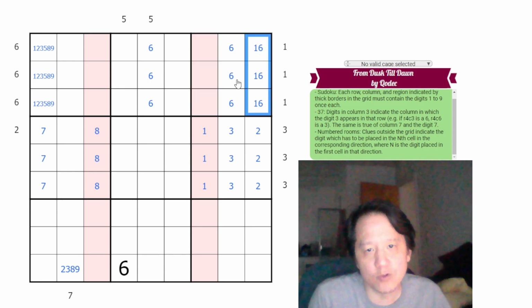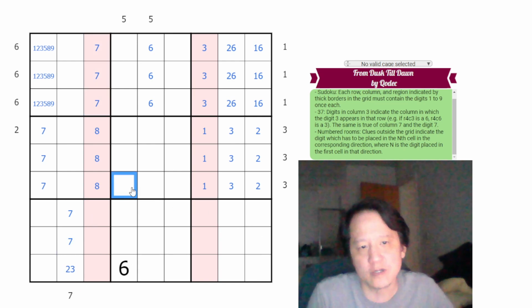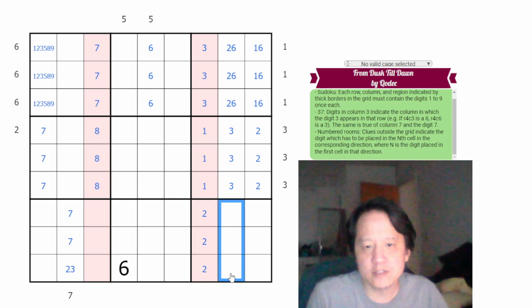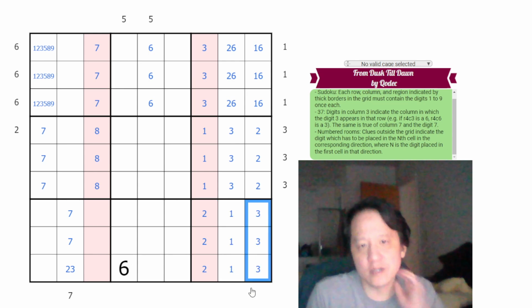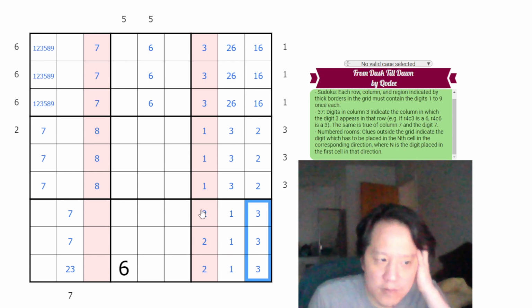So this is 1. This can't be 1 or 3. So this has to be 2. So therefore, this has to be 3. Therefore, we know the 7's here. So this has to be 2 or 3. So this has to be 2. This has to be 1. This has to be 3. And that's all we're really given.